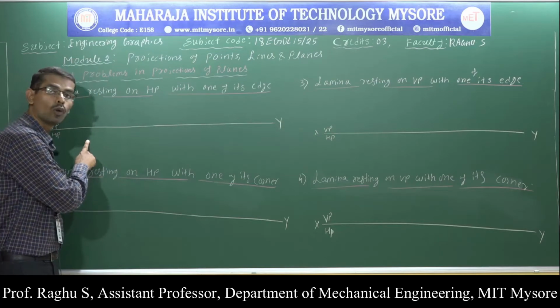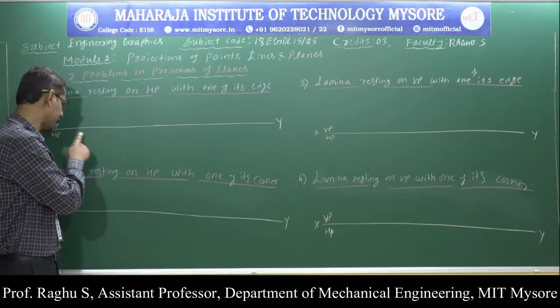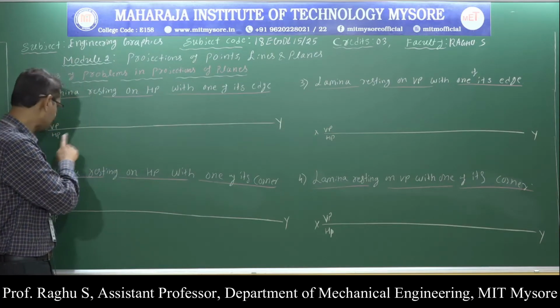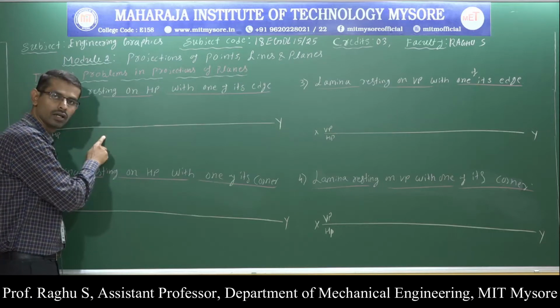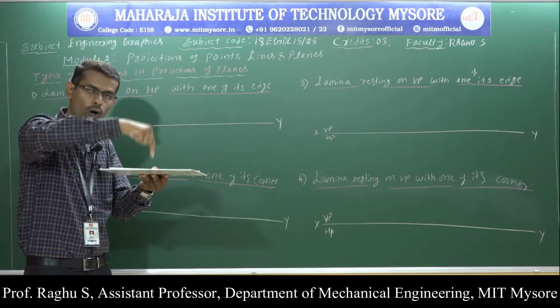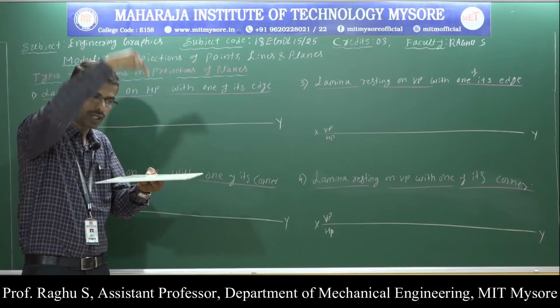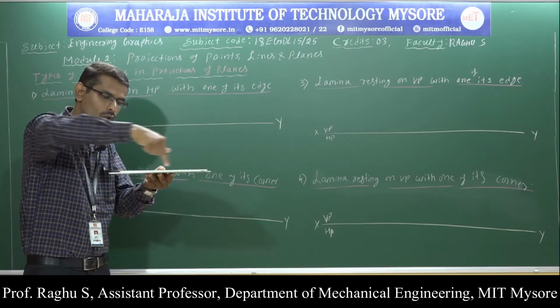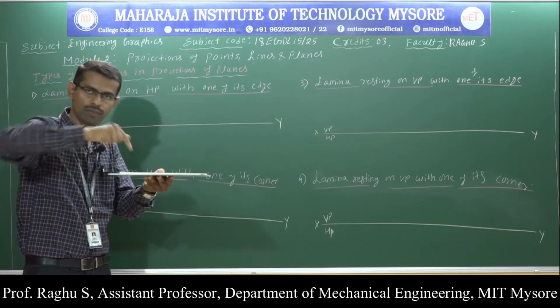First I should write the top view, since the lamina is resting on HP, the horizontal plane. The top view is a triangle. When you look at the object from the top, I am going to see the triangle shape.